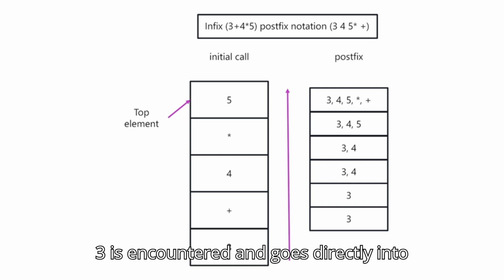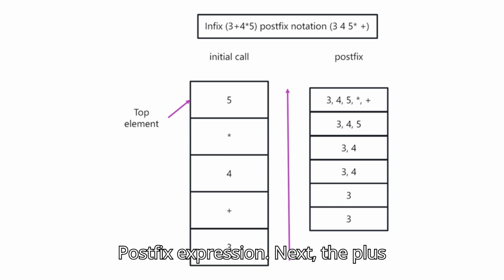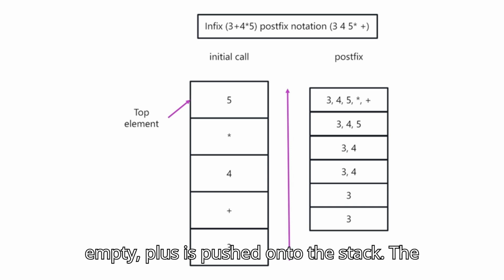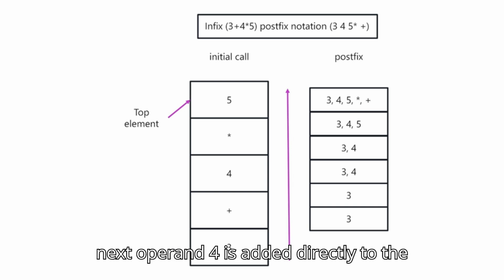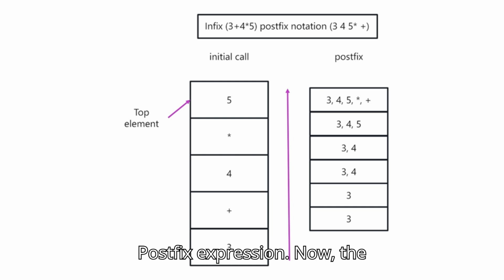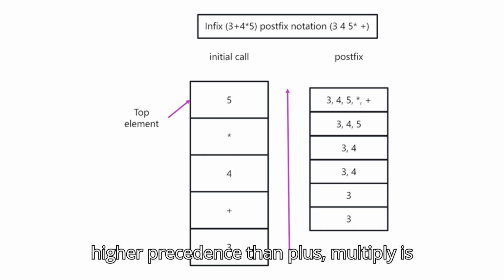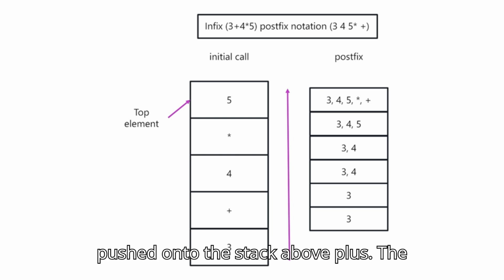First, the operand 3 is encountered and goes directly into the postfix expression. Next, the plus operator appears. Since the stack is empty, plus is pushed onto the stack. The next operand 4 is added directly to the postfix expression. Now, the multiply operator is encountered. With higher precedence than plus, multiply is pushed onto the stack above plus.